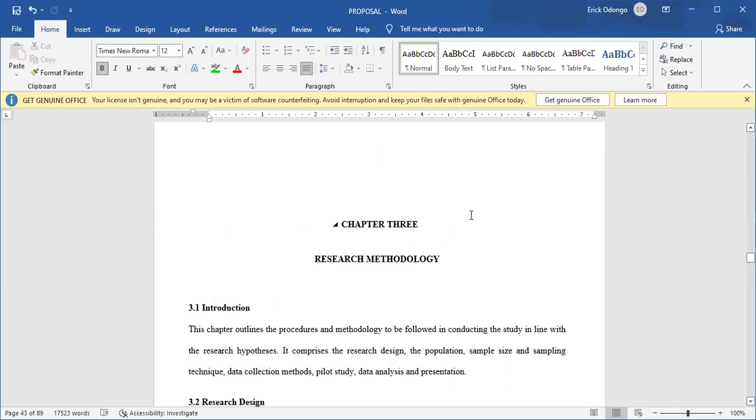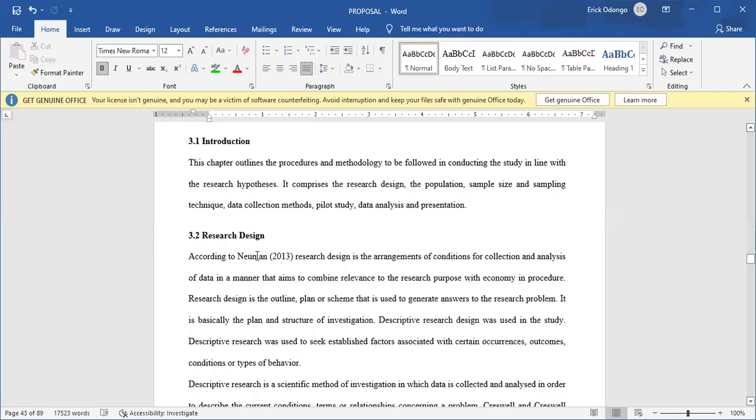Topic 3, and this is the last topic in proposal, is chapter 3, which is the research methodology. This comprises the methods that you intend to use to conduct your study, and they will include things such as design of the research, the population where you are going to conduct your study, the sample size, how many people will you be using, the respondents, the sampling techniques you'll be using, the data collection methods you are going to use, the pilot study you will be conducting, how you are going to analyze your data, and how you are going to present. That is in chapter 3.